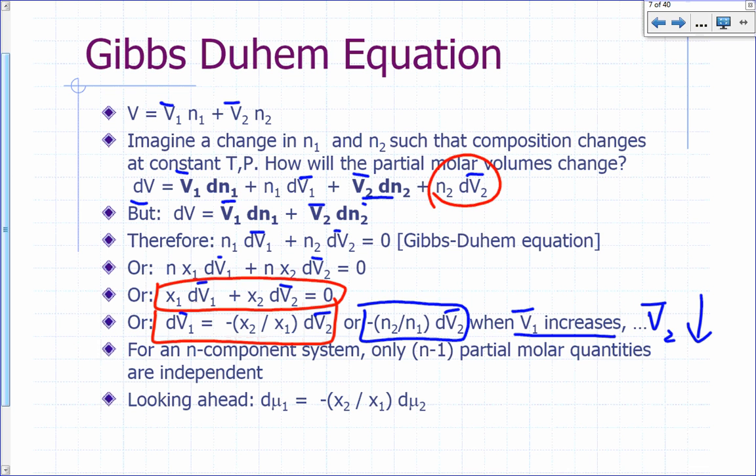So what this is saying, in general, is that if you have an n-component system, only n minus 1 of those partial molar quantities are independent. Now, looking ahead, we're going to use this to relate chemical potentials, the chemical potential of a solute to a solvent. Sometimes changes in the chemical potential of a solute are not easily determined, so you can express it in terms of the changes in the chemical potential of the solvent.